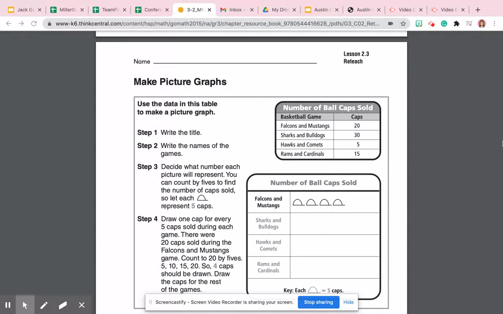Alright, so we are going to get started. The title of this lesson says make picture graphs. Let's read it together. Use the data in this table to make a picture graph.